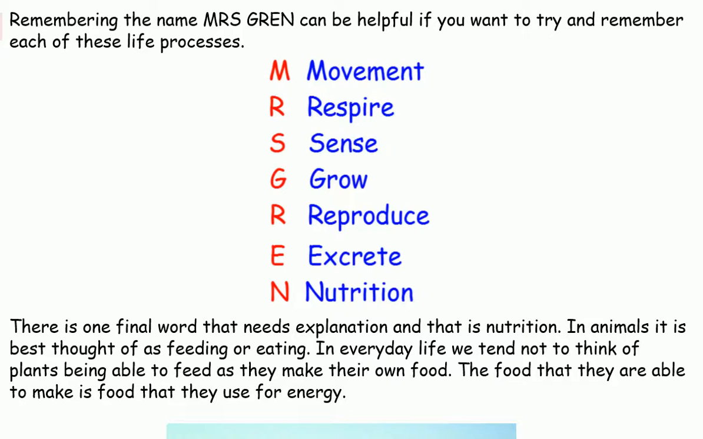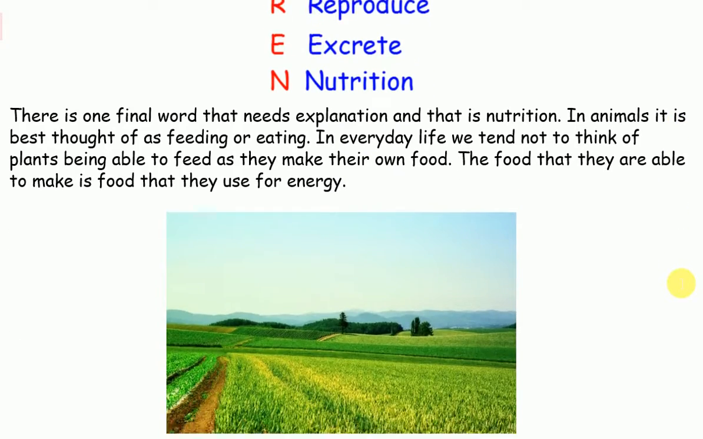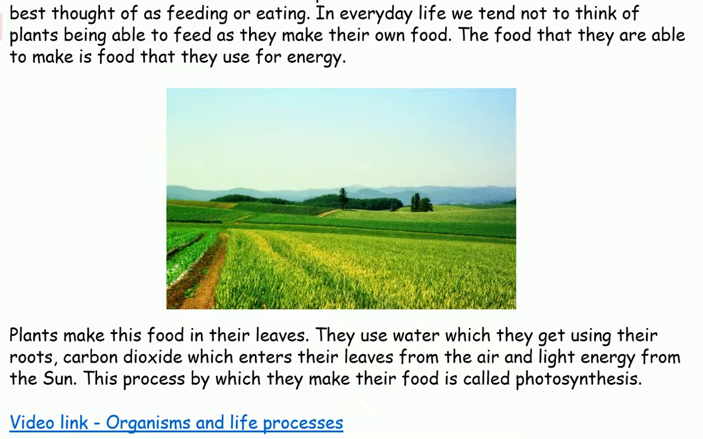There is one final word that needs explanation, and that is nutrition. In animals, it is best thought of as feeding or eating. In everyday life, we tend not to think of plants being able to feed as they make their own food. The food that they are able to make is food that they use for energy. Plants make this food in their leaves. They use water, which they get using their roots, carbon dioxide, which enters their leaves from the air, and light energy from the sun. This process by which they make their food is called photosynthesis.